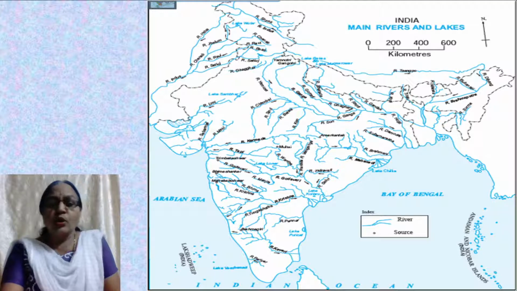So look at the rivers here. This is the river Indus with its tributaries. We have Chenab, Satluj, Byas, Jhelum. If you look at this, you will find all of them are flowing parallel to each other. They rise in the Himalayas and flow parallel to each other and they open into the Arabian Sea.